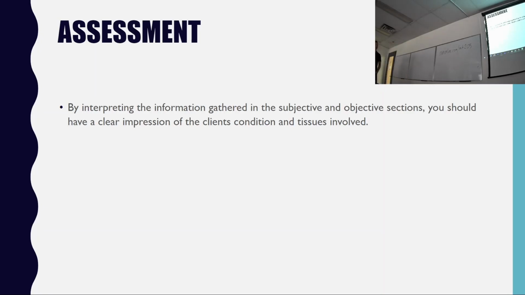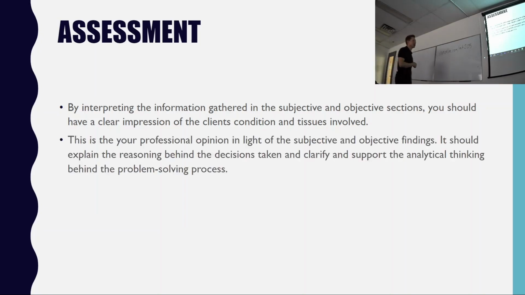A, assessment. By interpreting the information gathered in the subjective and objective sections, you should have a clear impression of what tissues are involved. This is your professional opinion. This is where you write down what you think it is. Suspected lateral epicondylitis. Possible frozen shoulder, adhesive capsulitis. And explain the reasoning behind the decisions to clarify the support in your analytical thinking. Now that part's not necessary. The assessment portion is just, here's what I think it is.